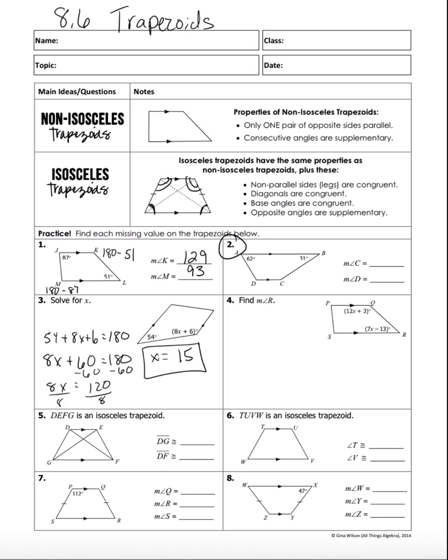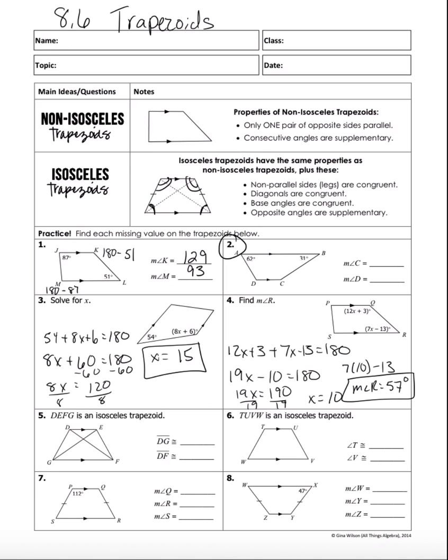Find angle R. Again, these are consecutive, so they're going to add up to 180. 12x plus 3 plus 7x minus 13 equals 180. So 12x and 7x make 19x, minus 10 equals 180. Add 10 to get 19x equals 190, so when you divide by 19, x equals 10. Now, it doesn't ask for x, does it? It asks for angle R. So we're going to put it back into the expression for angle R. 7 times 10 minus 13, that's 70 minus 13, which is 57.